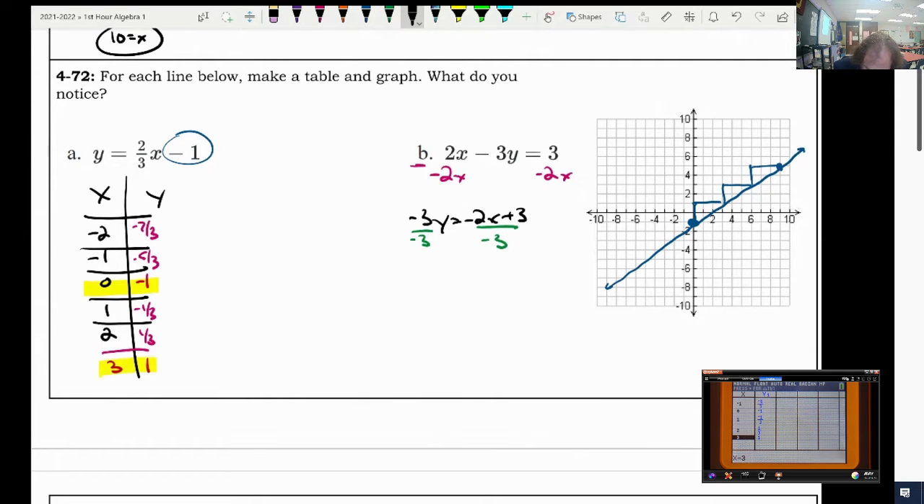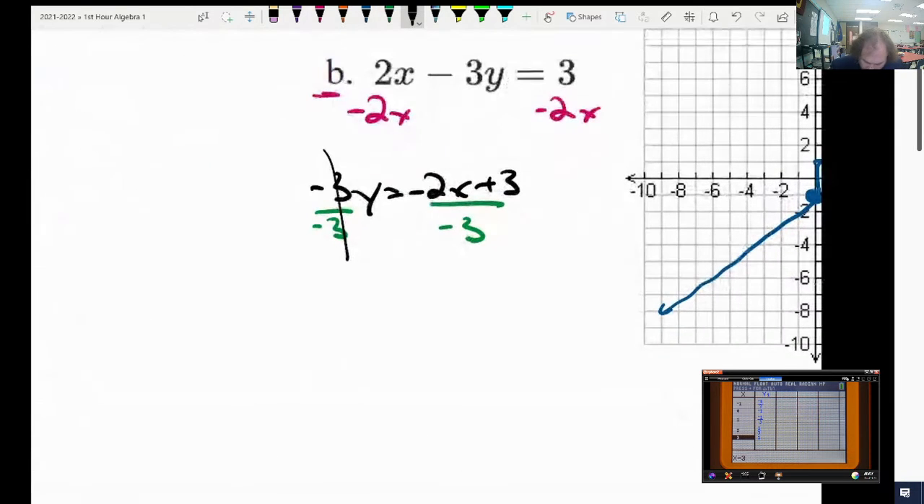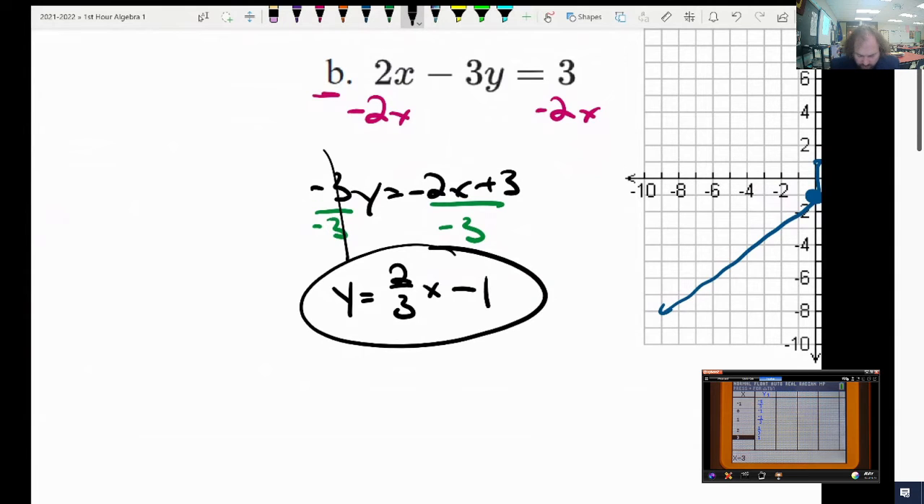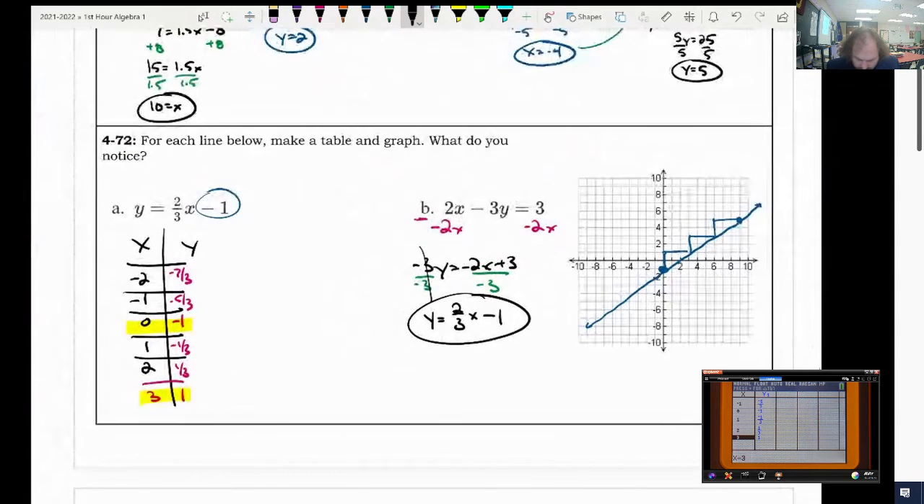Oh, look what's going to happen. You're going to get y equals, well, -2 over -3 is 2/3, and then 3 divided by -3 is -1. Look at that. They're actually the exact same equation. 2/3 x minus 1. So they're the same equation. What do you notice? Ha! They are the same.